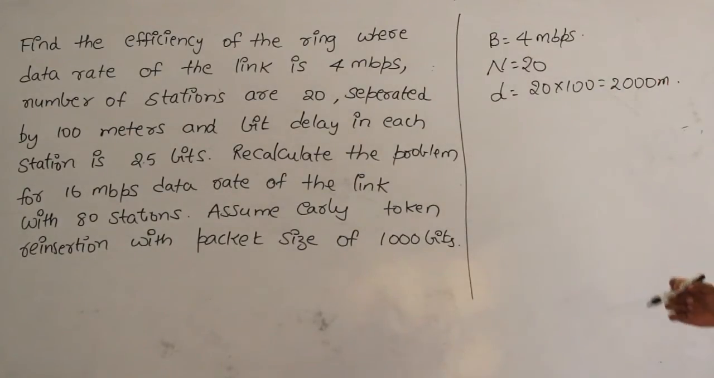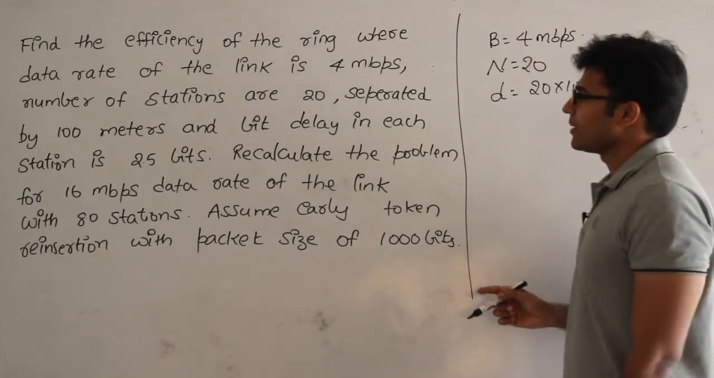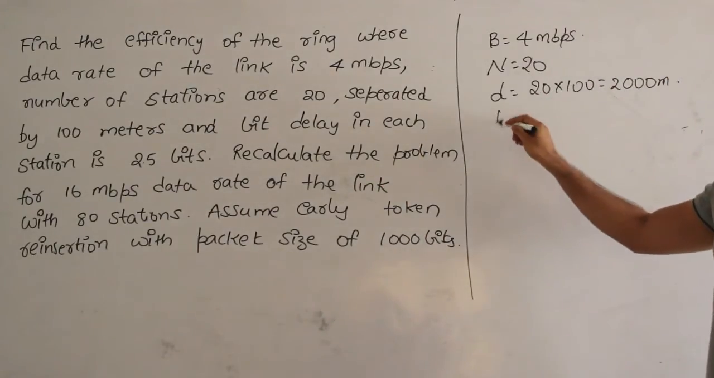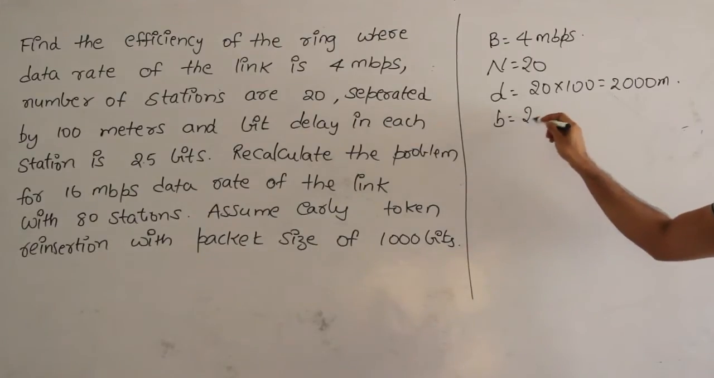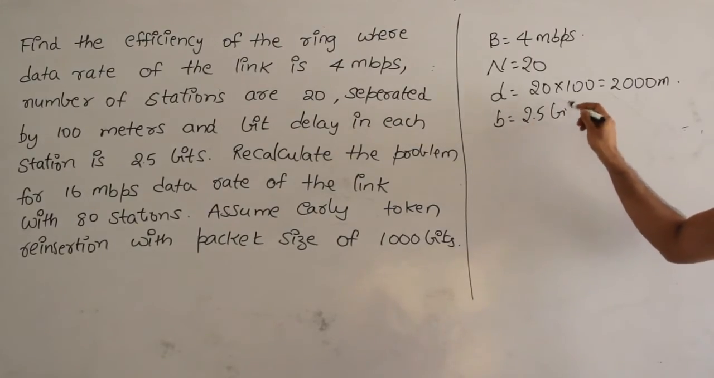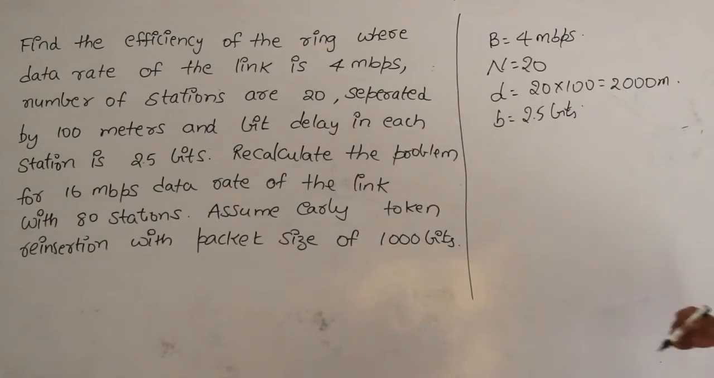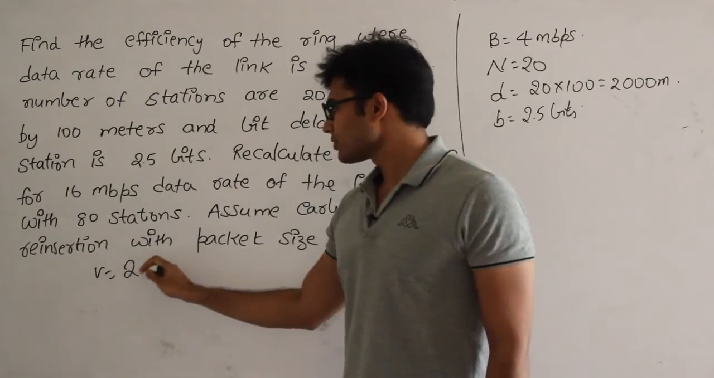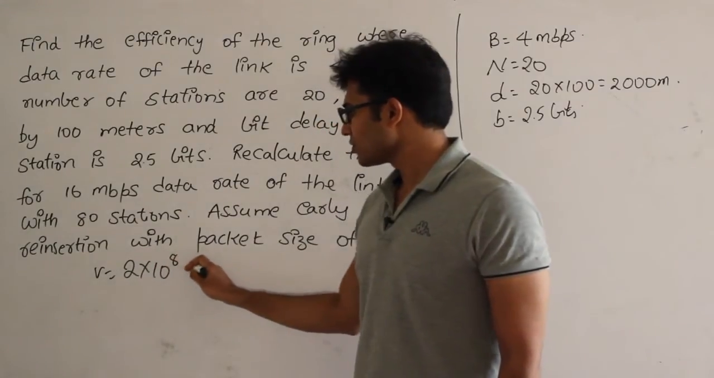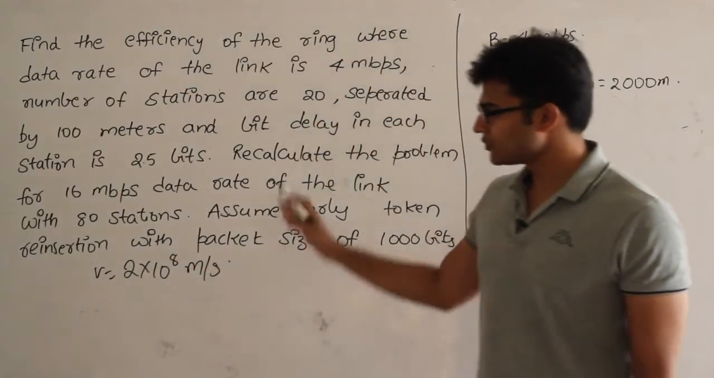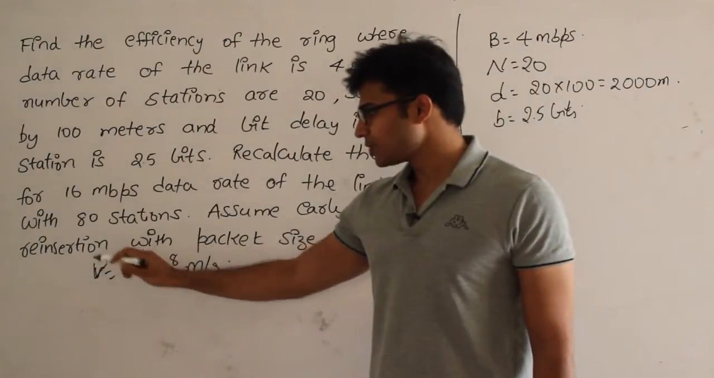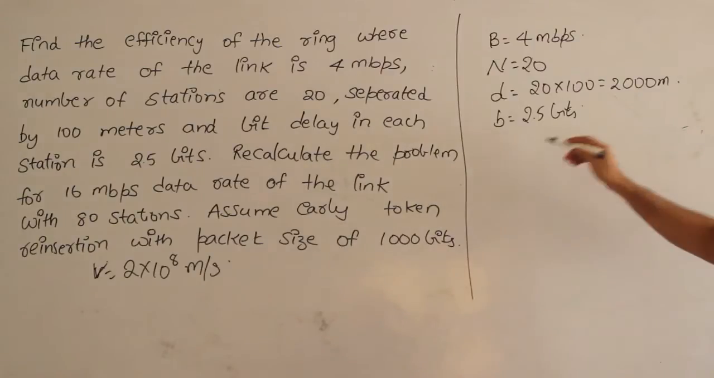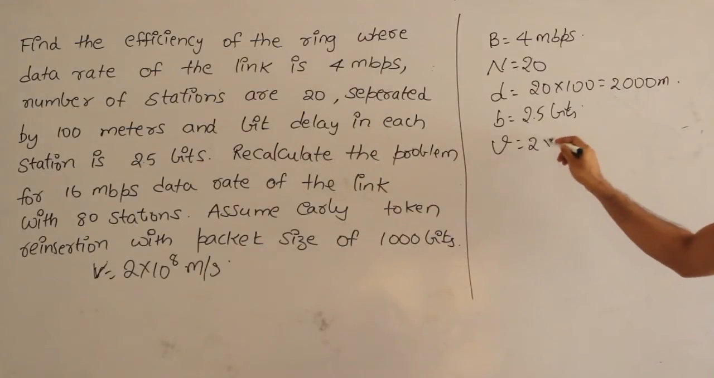Okay, and then the bit delay introduced at each station. They are saying the bit delay B is 2.5 bits. Velocity is missing, so assume that velocity is 2 into 10 power 8 meters per second in the equation. If it is given, don't assume it. Velocity is given as 2 into 10 power 8.